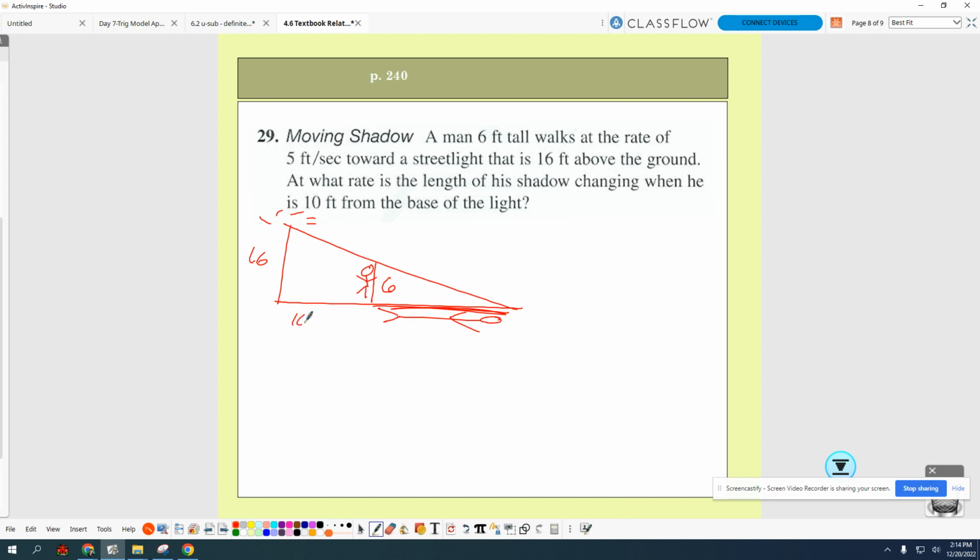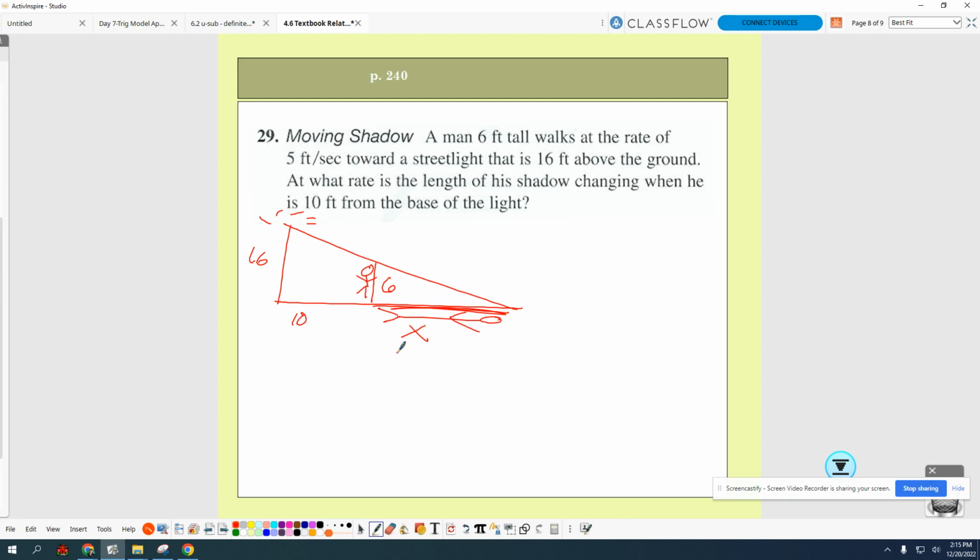He is 10 feet from the base. Do I know the length of the shadow? No. Actually, yes, you do. I would normally call the shadow length S, but my S's look like 5s. So I'm gonna just call it X. Is that okay?